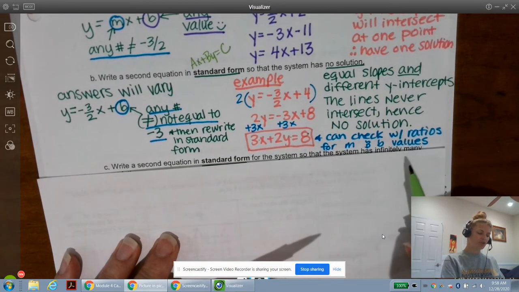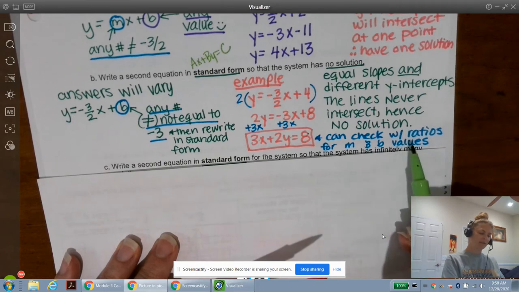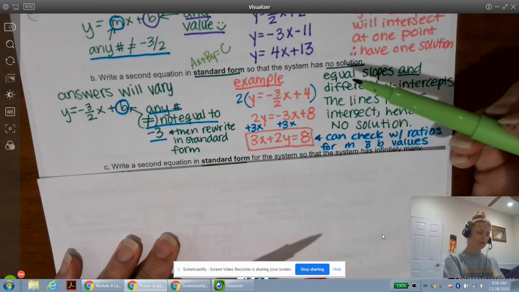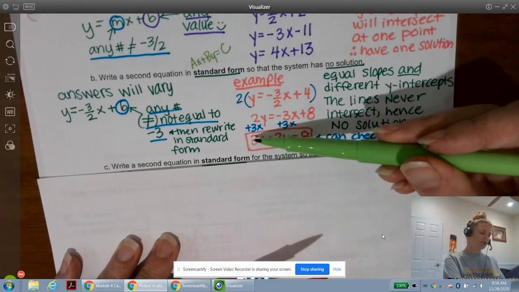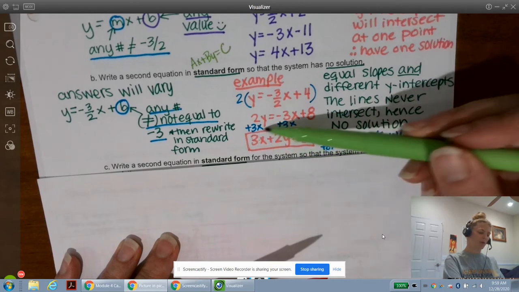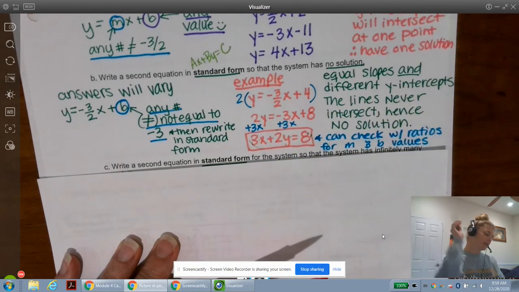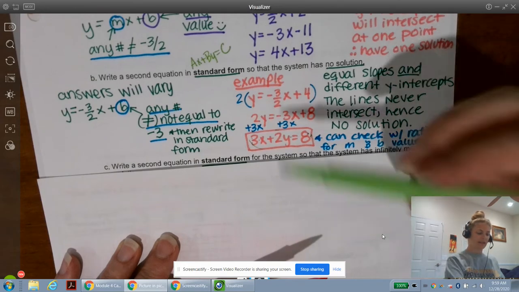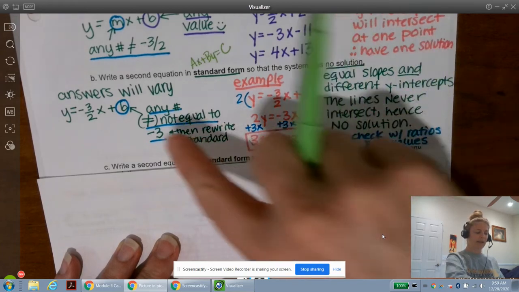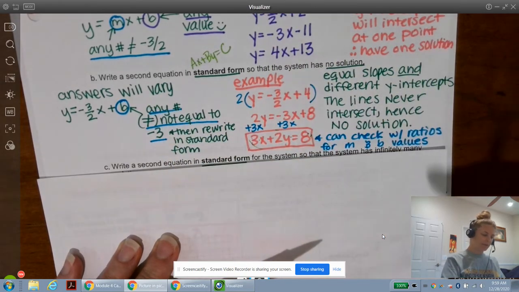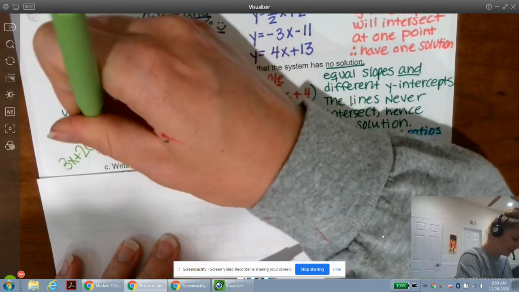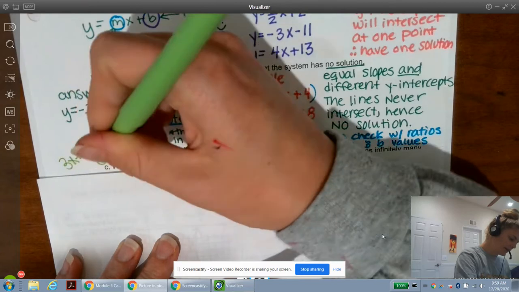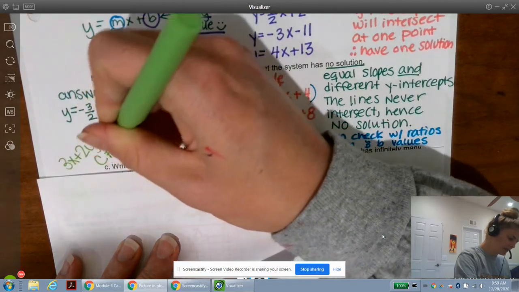And remember, you can also check your ratios for the m and the b values. So your slope should always be -3/2. Everyone should have 3x plus 2y here, and the number on the other side can be any number except for -6, because if this was -6 and I divided by 2, I'd get -3. Awesome. So this can be 3x plus 2y equals c, where c can be any number but cannot be equal to -6.